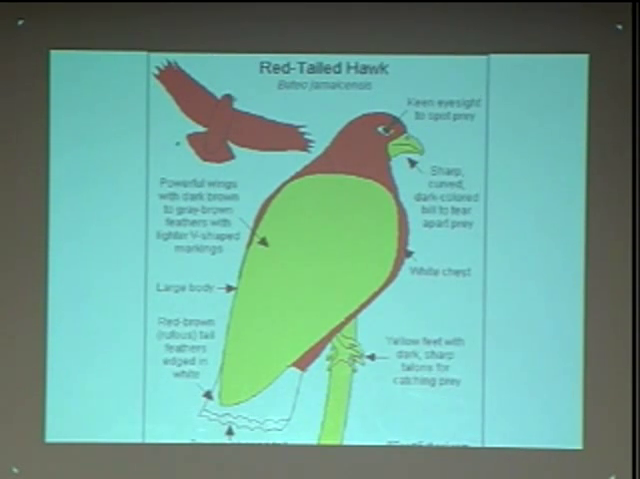A red-tailed hawk uses its claws to eat food. The red-tailed hawk can mostly eat anything. The immature hawk doesn't have a red tail, but the grown-up does.